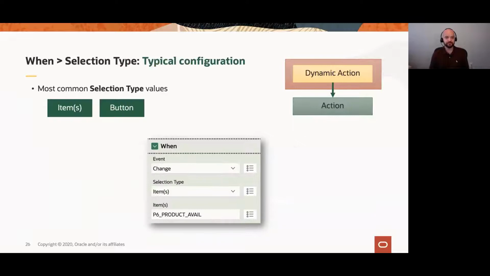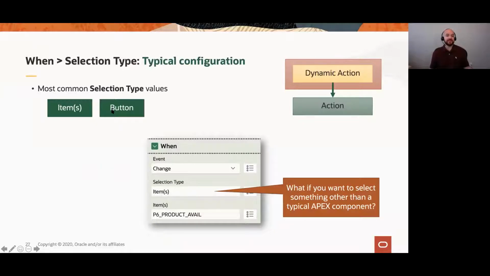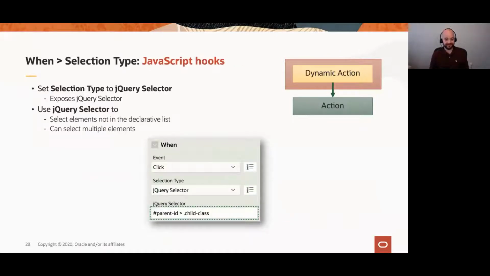That's pretty cool. All right, moving down from the event and to selection type, the most common things people are binding to are items and buttons. But what if the thing you need to work with is not a typical Apex component? Well, again, no problem. Provided you know a little jQuery or a little JavaScript, there's this option here, jQuery selector. And this is very powerful. You can just put in any jQuery selector you want down here, and then it will bind to those elements.